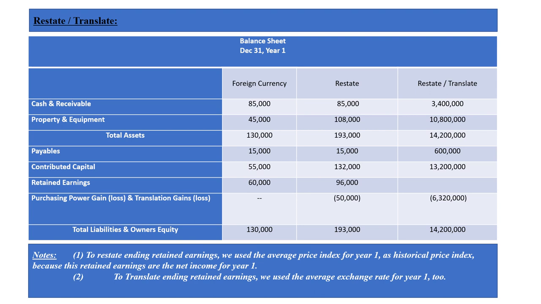Contributed capital, 55,000 times the current price index over the historical price index. Retained earnings, we used 60,000 times the current price index over the historical price index. For retained earnings, the historical price index is the average rate for the current year, because retained earnings happened during year one, the result of net income for year one. So we used the average rate. So total assets was 193,000. The same amount is total liabilities and owner's equity. The difference between total liabilities and owner's equity, and payables, contributed capital and retained earnings, is 50,000, which is considered as purchasing power loss.